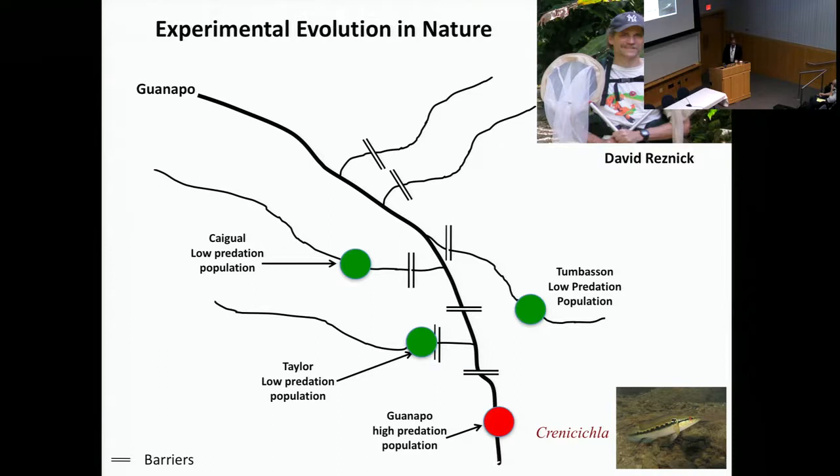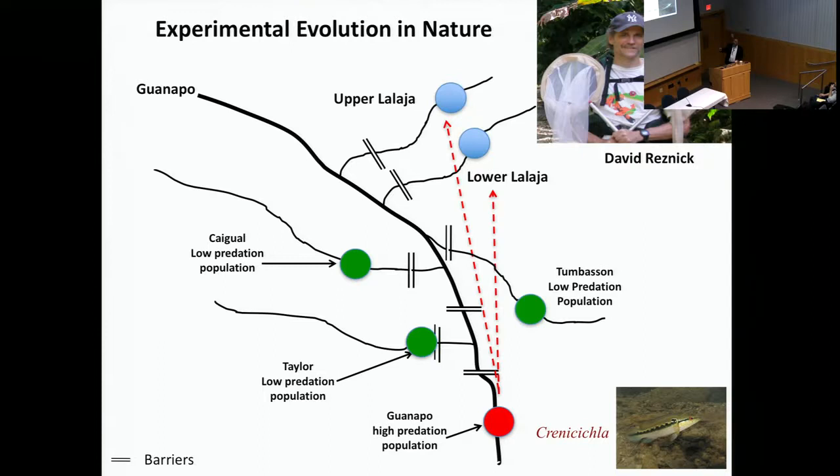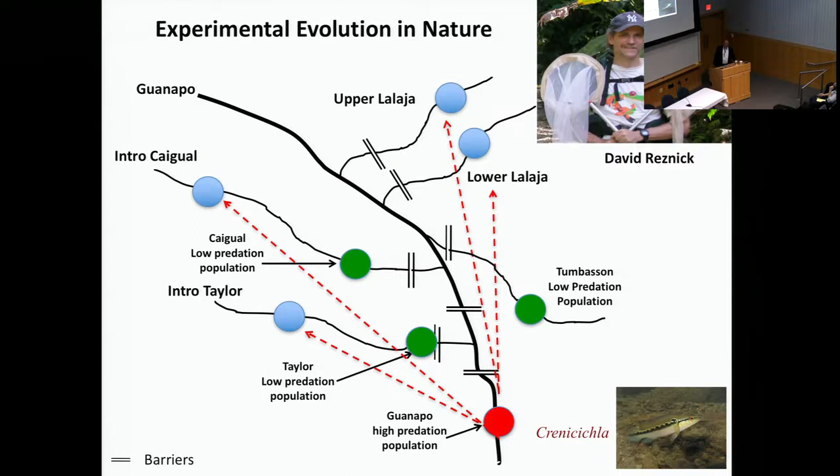So a few years ago, in collaboration with David Resnick, we did a series of experimental transplants of guppies from a high predation site, shown here as a red dot. Within the same drainage system, we moved guppies in the first year to two streams where guppies were absent, and then in the following year, a second set of introductions to upper parts of two more tributaries where guppies were also absent. So we can compare the source population to these newly established low predation populations and still compare them to these existing populations in green that have been coexisting without predators for much longer time periods.